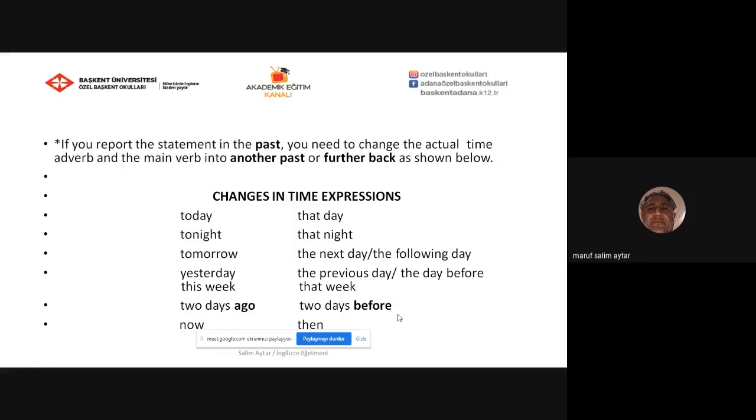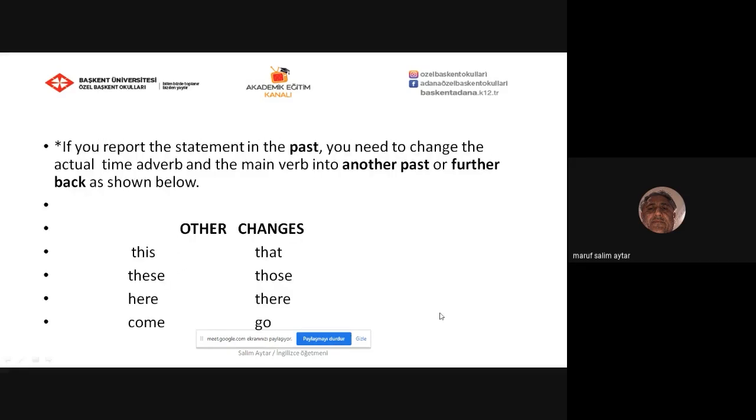Well, also, the time adverbs change. Today becomes that day, tonight, that night, tomorrow becomes the next day or the following day, yesterday turns into the previous day or the day before, this week becomes that week, 2 days ago becomes 2 days before, now becomes then, actually. Also, the demonstrative this becomes that, these becomes those, here becomes there, like in the example of Istanbul and Adana, remember, and come may become go, actually.